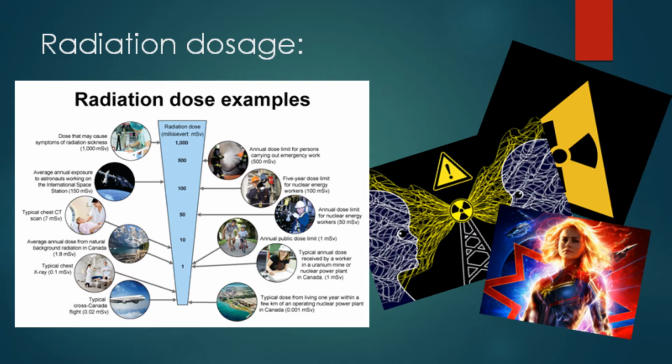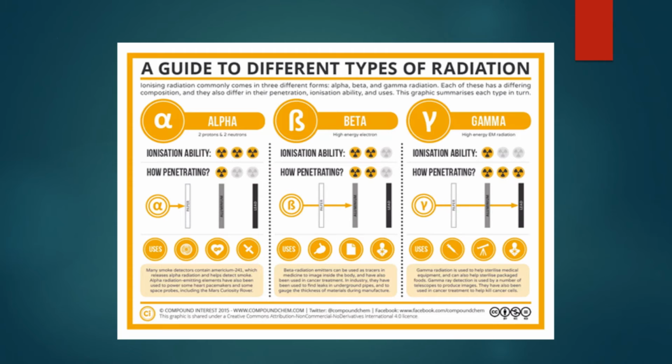There are different types of radiation dosage, and the SI unit used to measure radiation is called sievert. It can range from 1 to 1000 millisievert depending on the sources of the radiation. There are different types of radiation: alpha, beta, and gamma. They differ in their ionization ability and how penetrating they are. The image shows the health risk of these different types of radiation.